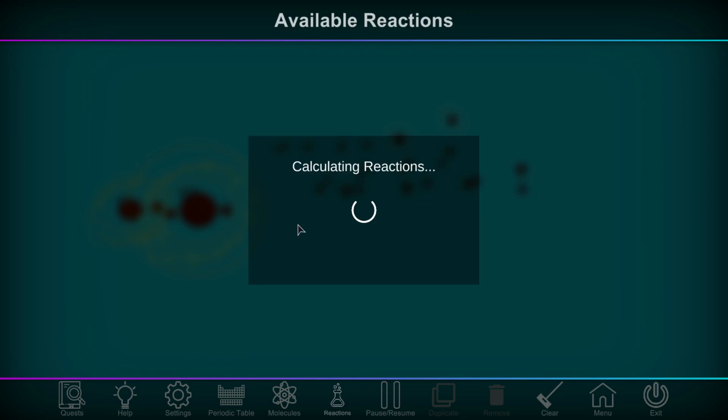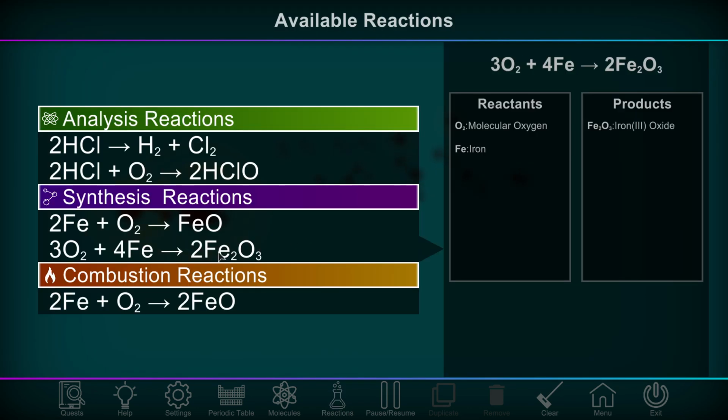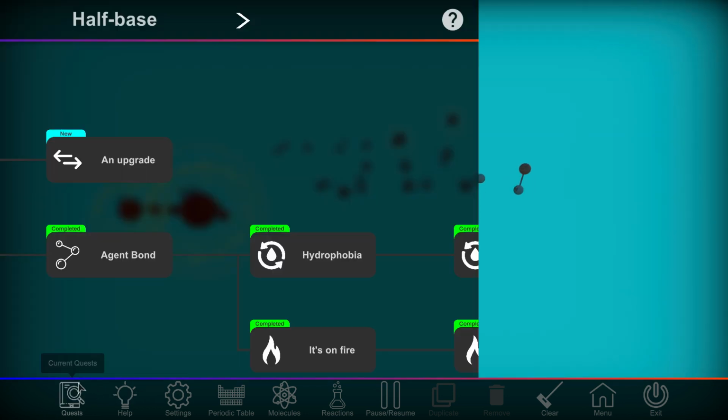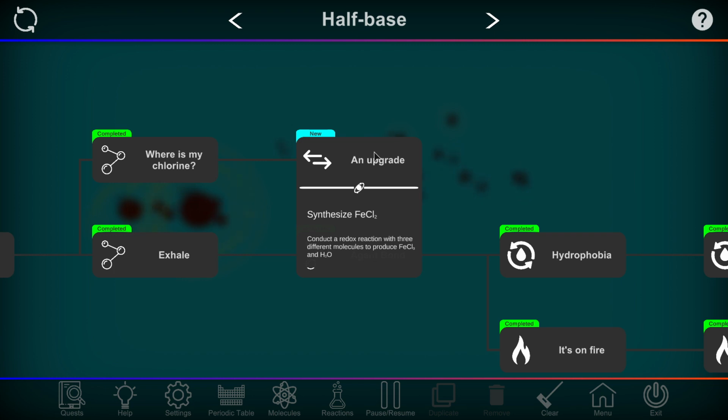All right. No? Oh, you gotta be kidding me. Dang it. 3 different molecules produce iron trichloride and water. I thought that would work. I mean, the reaction's balanced, but whether or not it is a feasible reaction, I guess that's another story.